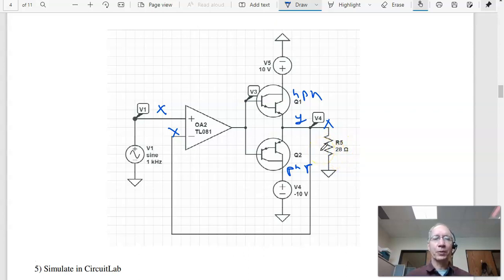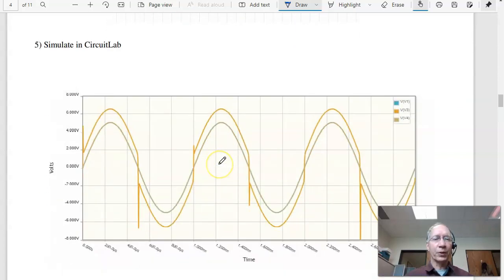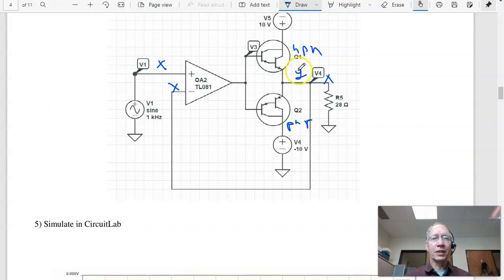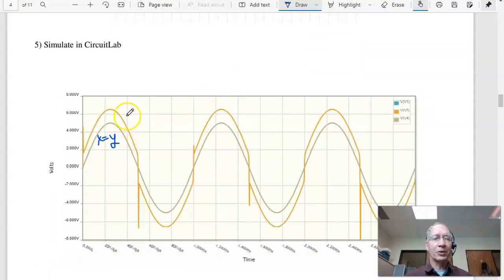That's a push-pull. If I simulate this in CircuitLab, I'll do a 1 kilohertz sine wave simulated for 3 cycles. This right here is X. It's also equal to Y, showing that X equals Y. The orange line, just for fun, is V3, the voltage at the base. What happens is over here I'm pushing, the NPN is on. Over here I'm pulling.